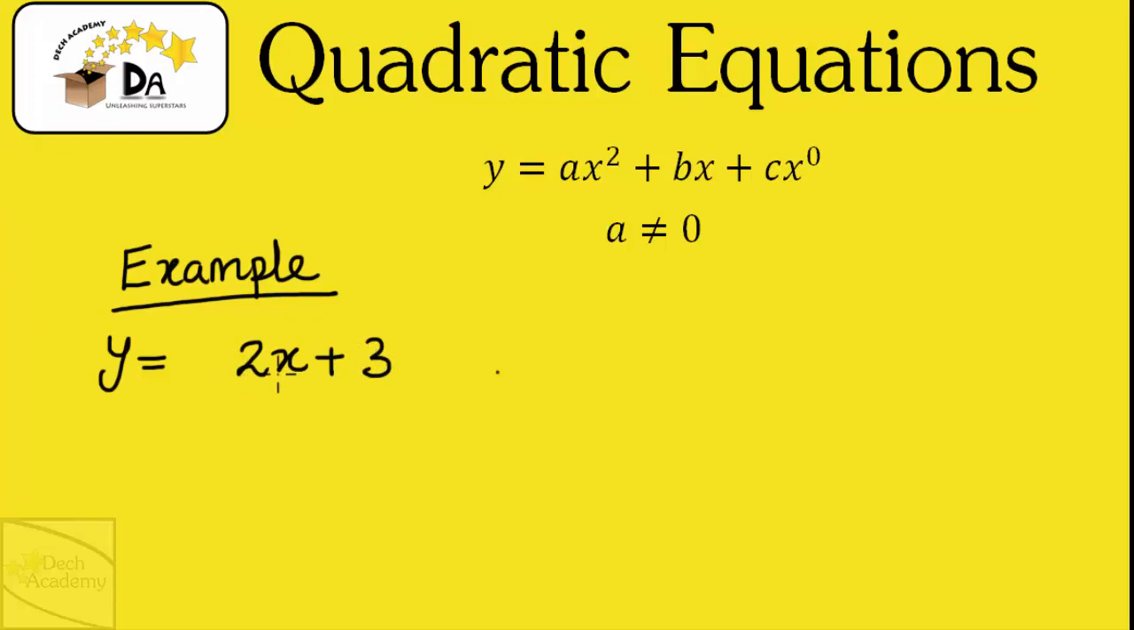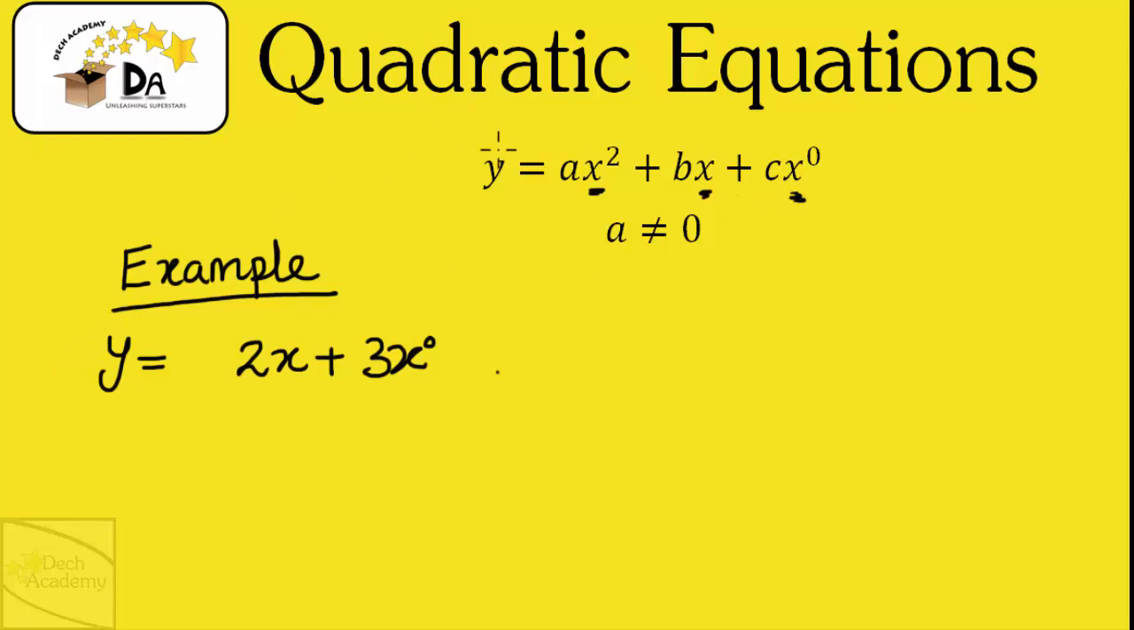And we know that placing an x to the 0 term next to it is the same thing as multiplying 3 by x to the 0, which is the same thing as multiplying 3 by 1, which is the same thing as doing nothing, because 3 times 1 is 3. Now, what you notice is that there's no term involving x squared. In the general form, there's a term involving x squared, a term involving x, and a term involving x to the 0. There's no term involving x squared.